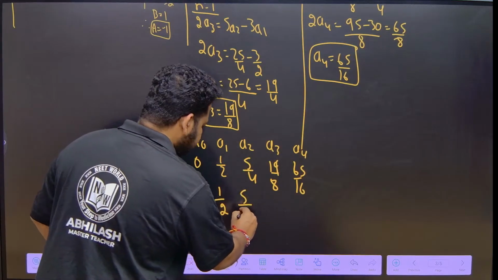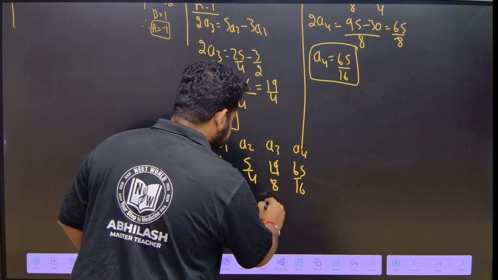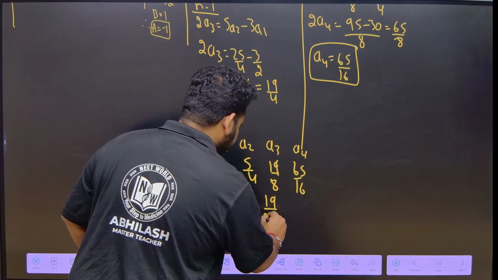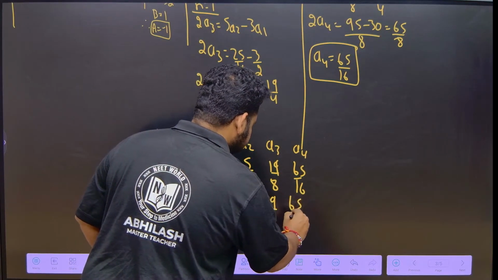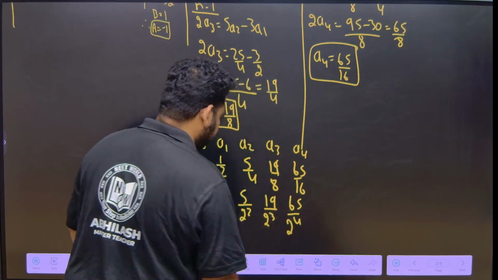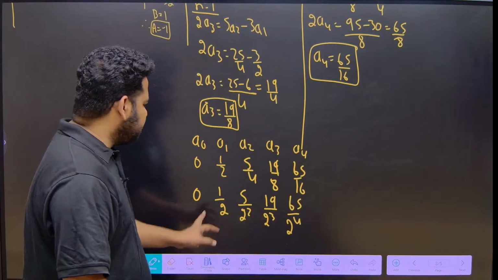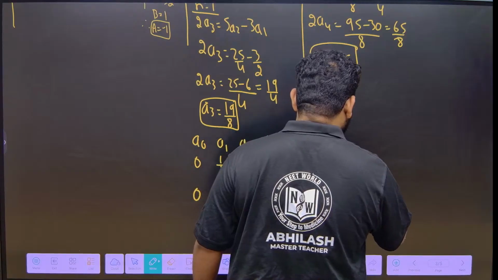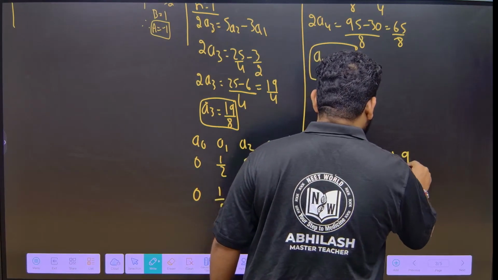4 can be written as what? 2 square. Okay. This 19 by 8. 8 can be written as what? 8 can be written as 2 cube. And 65 by 16. 16 can be written as what? 16 can be written as 2 to the power of 4. So denominators are in GP. What about the numerators? Numerators here we have 5, 1, 5, 19, 65.